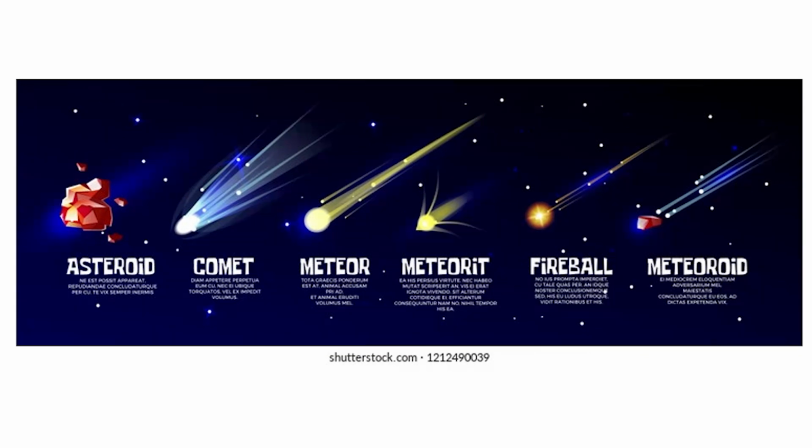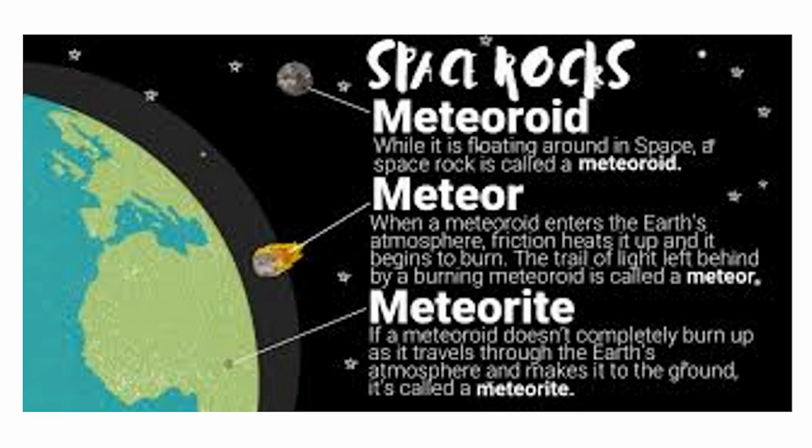So these are different celestial bodies, and just to help you learn in an easy way and identify these properly, this is a figure. Just have a look at this figure. First one is the asteroid, which is a small rocky body. Then second is a comet. Then you have a meteor, then meteorite, then fireball, and then meteoroid. So we'll be learning about all of these in this video. So let's check what is a meteoroid, what is a meteor, and what is a meteorite, right?